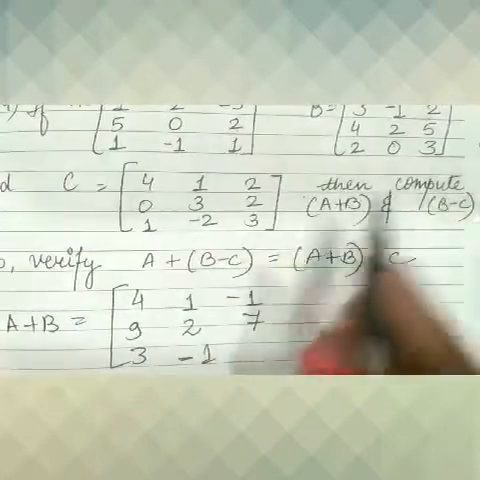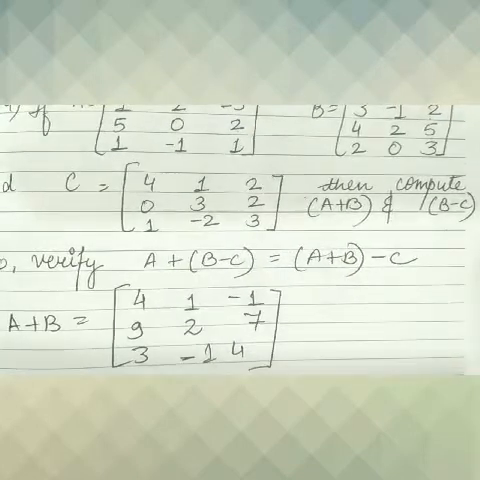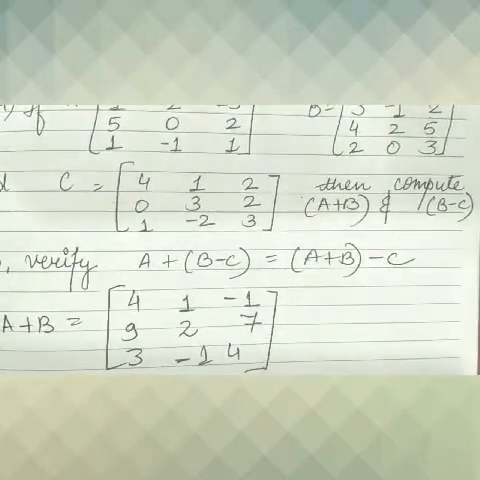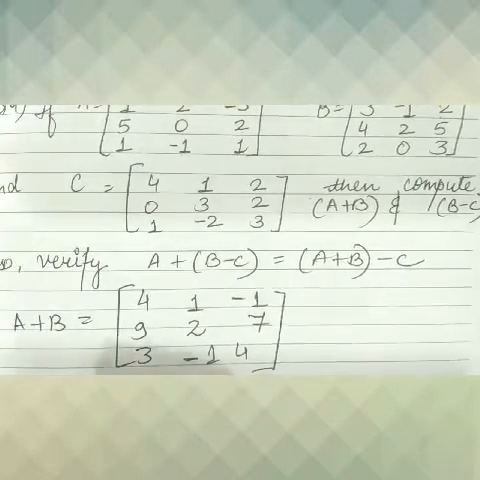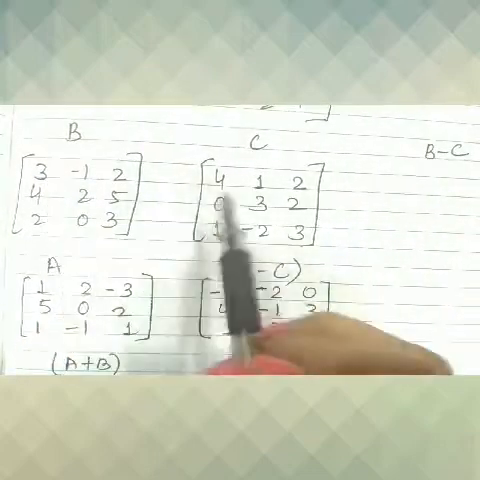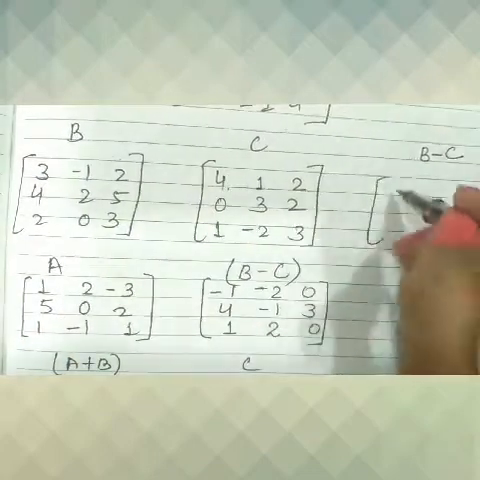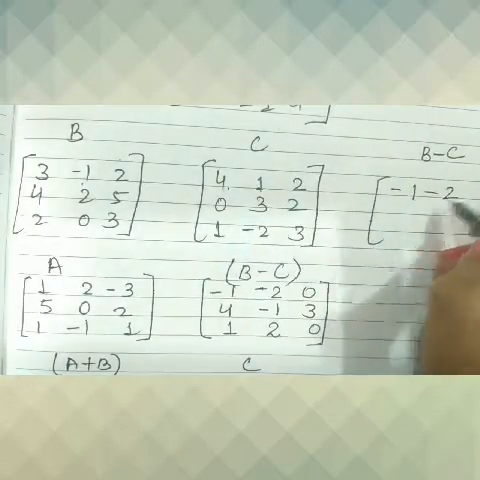Next, 1 plus 3, that will be 4. This is our A plus B matrix. Next we have to compute the B minus C matrix. So B minus C here will be 3 minus 4, that is minus 1. Minus 1 minus 1 will be minus 2.